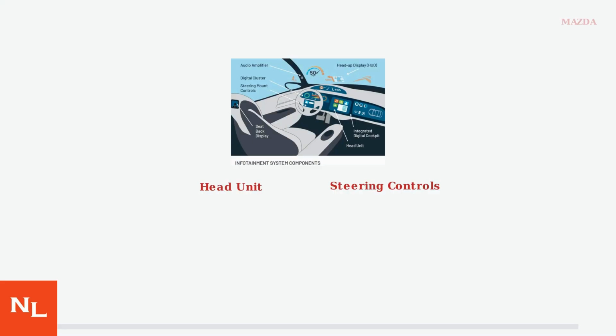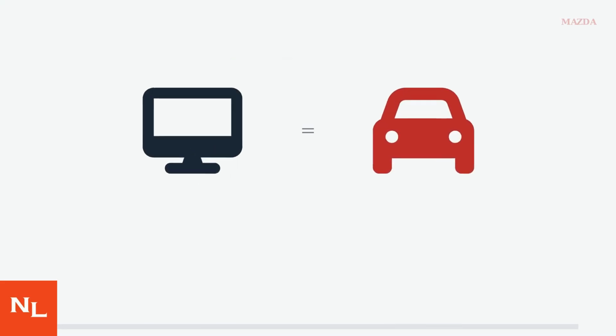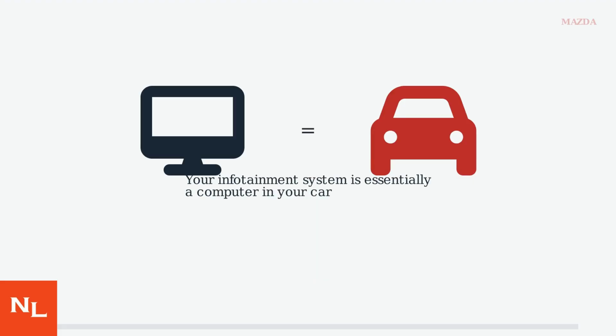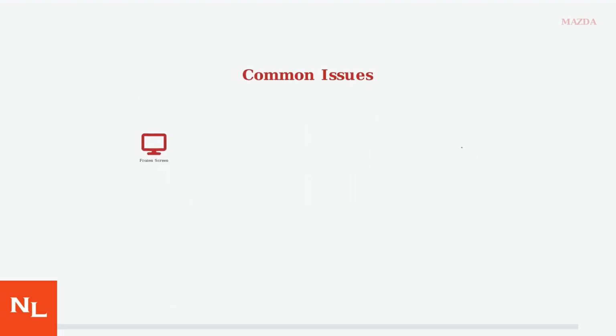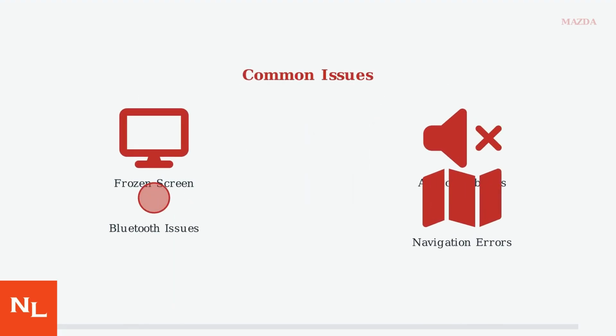The infotainment system consists of multiple interconnected components, including the head unit, navigation system, audio amplifier, and various control interfaces throughout your vehicle. Like any computer, your infotainment system can experience glitches and malfunctions. These issues typically stem from software problems, faulty SD cards, connection issues, or temporary system lag.